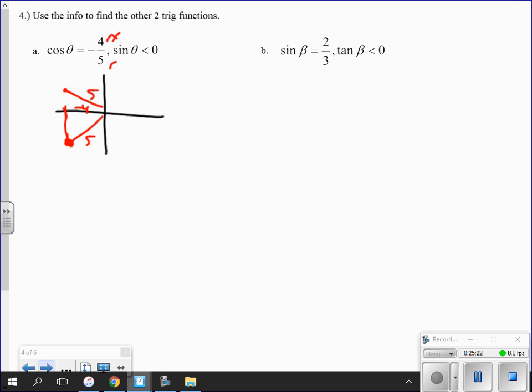Now, if this is 4 and this is 5, what's this length here? 3, 3, 4, 5, right triangle. So that means the sine, it would be negative 3 because I'm going down. So the sine of theta is negative 3/5. And the tangent of theta would be negative 3/4, y over x. But you knew that the 5 goes down because the sine is less than 0.